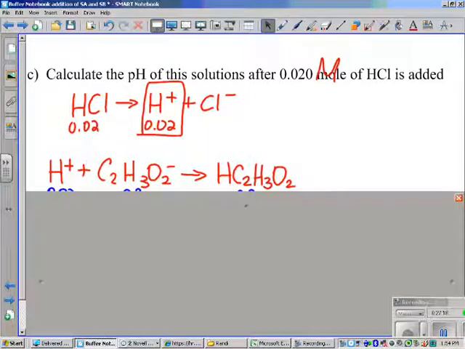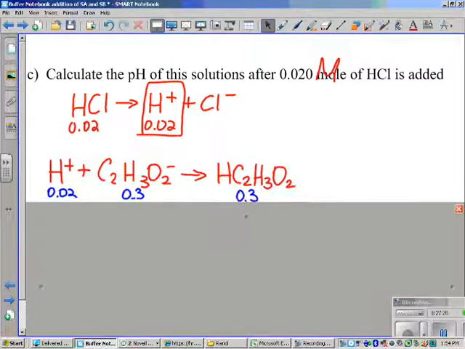From there you set up your ICE chart. So 0.02 for your H+, which we got from right above there. Remember, we went back to the pure, brand new buffer of 0.3 and 0.3. So our acid concentration was 0.3, and then the salt concentration, and thus the anion's concentration, was also 0.3.